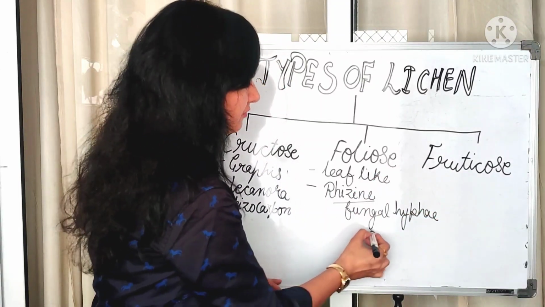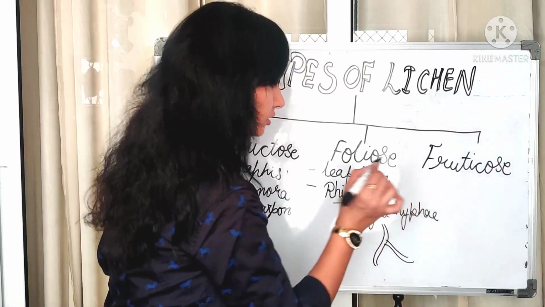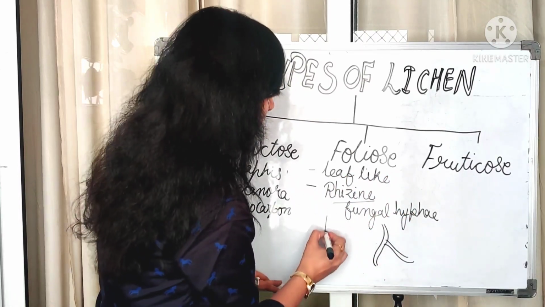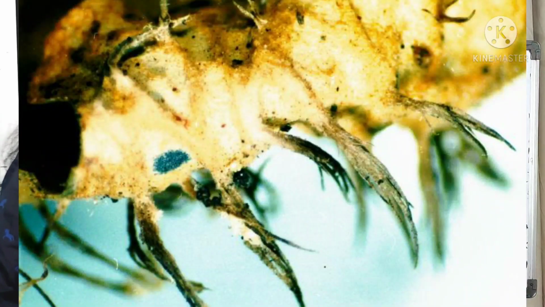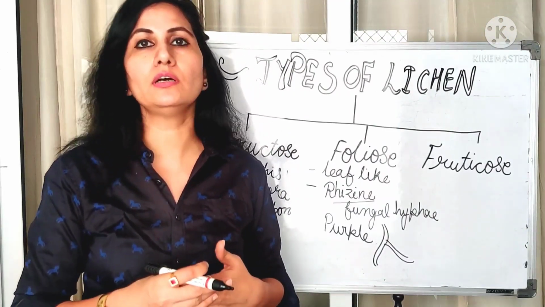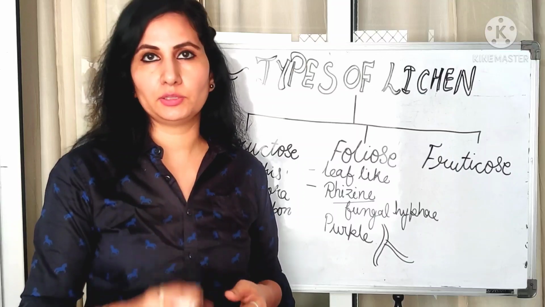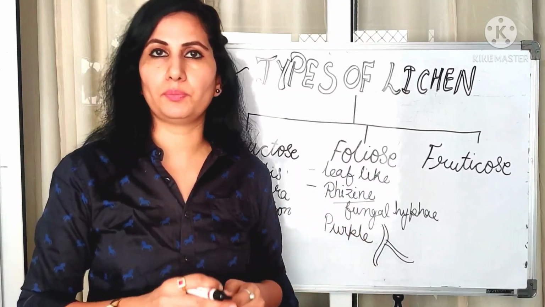And these fungal hyphae may be branched or they may be unbranched also. These are purplish in color. Why are they purple in color? Because there are some particular pigments which are found in the vacuole of the rhizine. These are anthocyanin. Because of their presence, the rhizine look purplish.